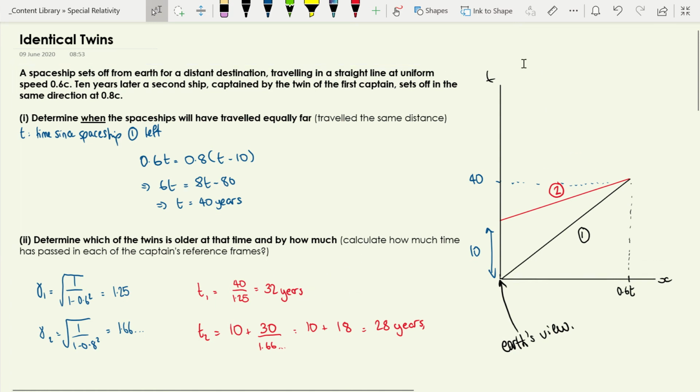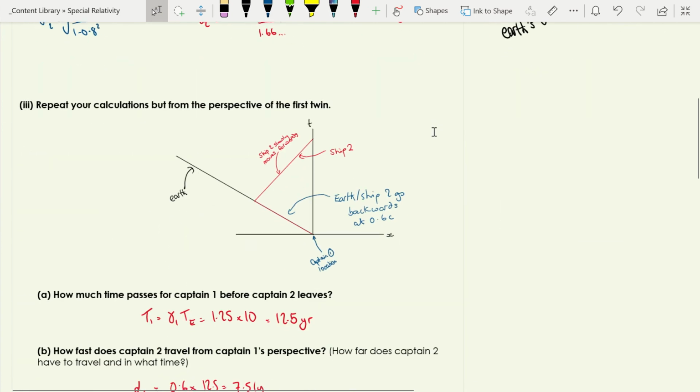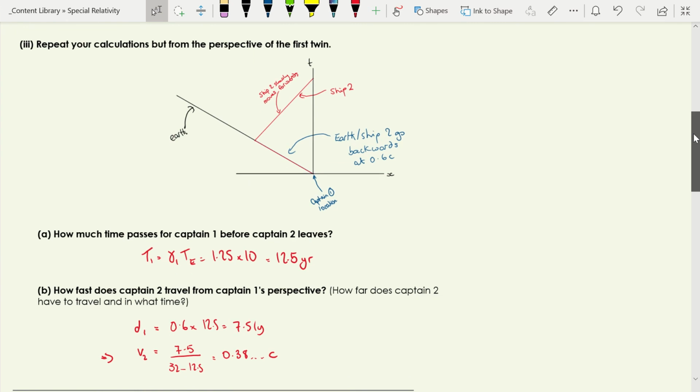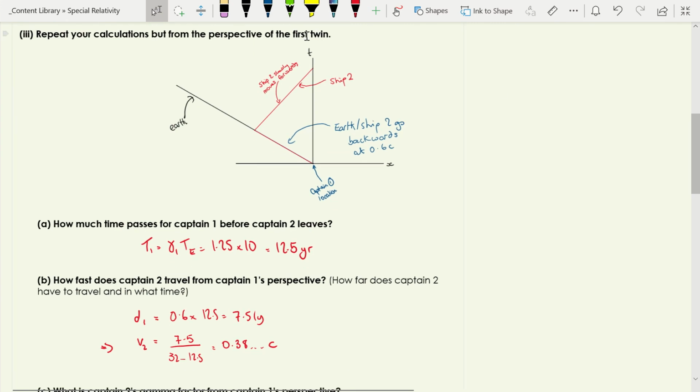Okay, so this has all been done from Earth's point of view. What we're going to do now is switch our point of view and see how that comes out and what that looks like. So we're going to repeat our calculations from the perspective of the first twin.